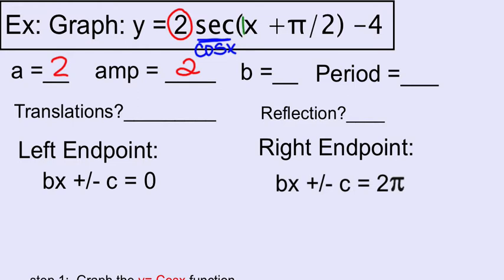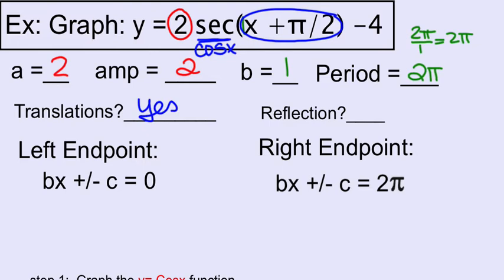Here is my b. So my b is 1. That means to find my period, it's 2 pi over 1, which is just 2 pi. Translations. Yes, there is a translation. There's a parentheses here, so yes, there will be a translation left or right. Is there reflection? No, there's not a negative 2, so there's no reflection. And then the last thing, if you look at the minus 4, there's a translation down 4.